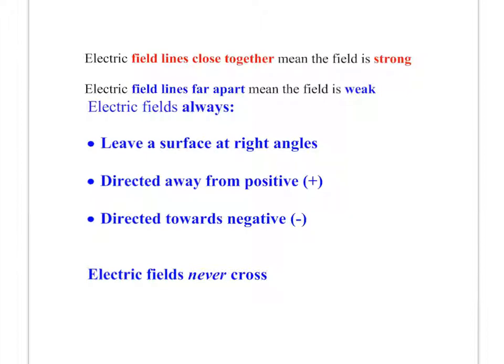Okay, so there's an important point. The electric field lines, you must draw them at right angles to the surface. They're also directed away from the positive charge and towards the negative charge. And the field lines never cross over.